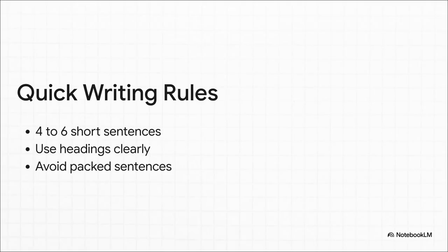To support that golden rule, the cheat sheet gives us these vital quick writing rules. Keep it to 4 to 6 sentences per paragraph. Keep most of those sentences short. Use headings clearly to guide the reader's eye. Avoid long, packed, overly complex sentences. Keep a clear, direct academic tone.